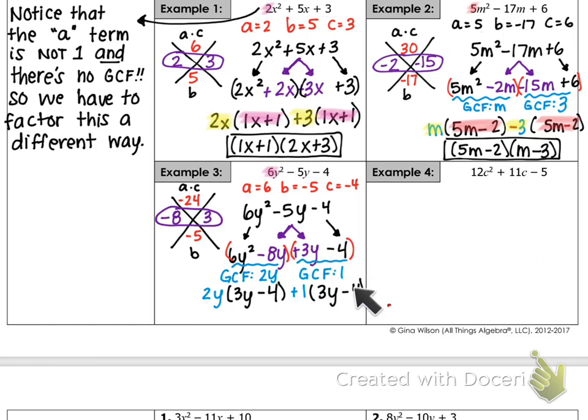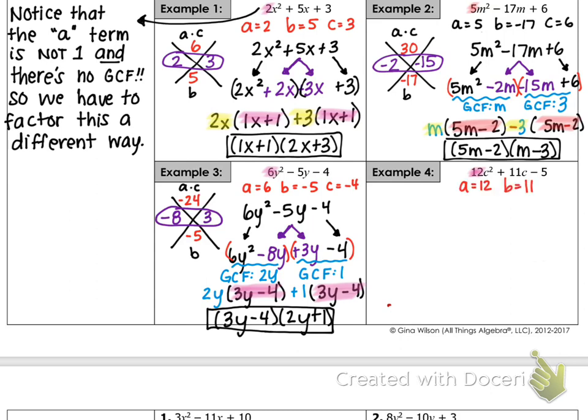So you're going to have the same equation here, because if you take out a 1, nothing changes. Do these two match? They do, so that's part of our answer. And then our leftover 2y plus 1, 2y plus 1 is our leftover part of the equation, and that's your final answer. Okay, so let's try example 4.